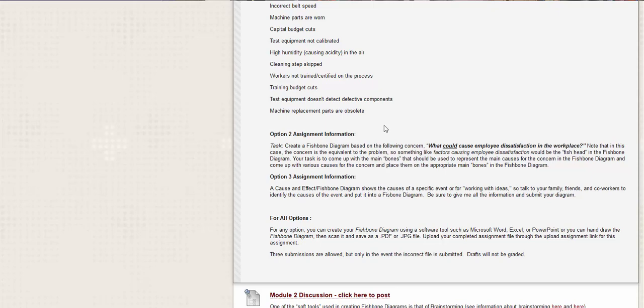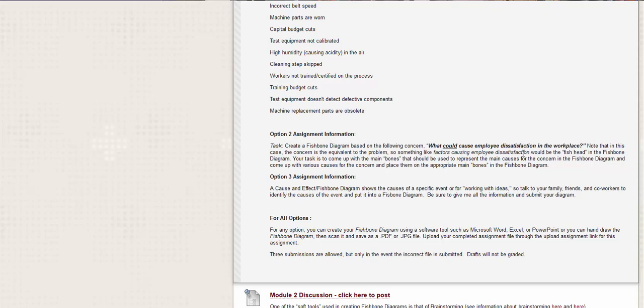create a fishbone diagram based on the following concern. What could cause employee dissatisfaction in the workplace? Note that in this case, the concern is the equivalent to the problem. So something like factors causing employee dissatisfaction would be the fish head. Your task is to come up with the main bones that should be used to represent the main causes for the concern in the fishbone diagram, and come up with various causes for the concern in the workplace.